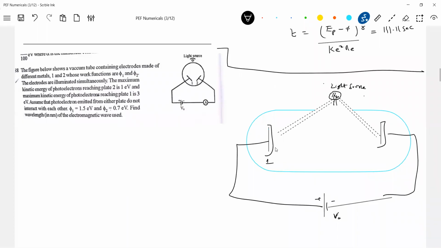There's a plate 1, plate 2. It's having work functions Φ1 and Φ2. This electron will be ejected with kinetic energy K1, Ka I'll write it, and this electron will be ejected with a kinetic energy Kb.